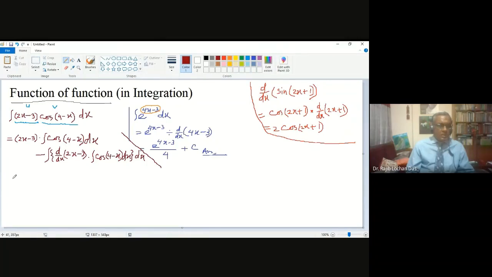In the next line, you now do the integration, and you have the function of function concept, because this is not exactly x, it is 4 minus x. So this whole 4 minus x part will be considered as your x. The first formula is integration of cos x, so that will be sin x. So you will just write sin x, where x means 4 minus x.